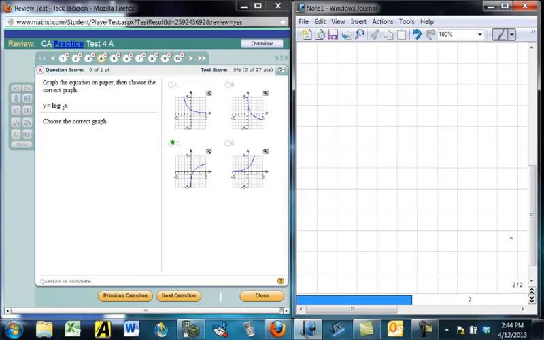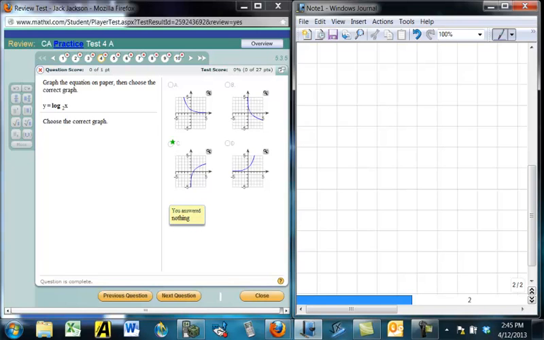All right, next. Now we have a logarithm to graph. This is log base 2 of x. When we have a logarithm with a base bigger than 1, we're going to have a vertical asymptote on the y-axis, coming from below, coming up, so it's increasing and concave down. It's going to look like that. Again, we could check some points.